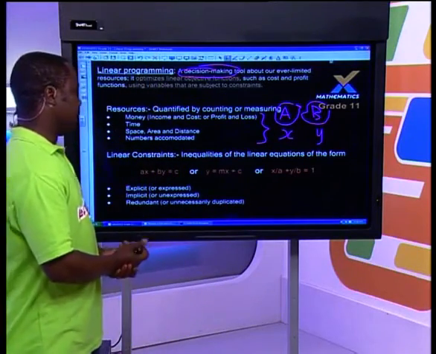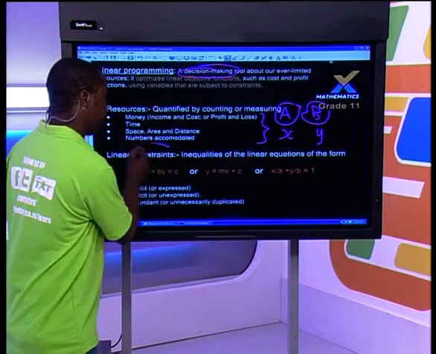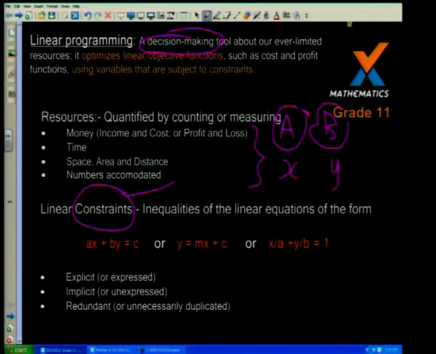All right, so I did talk about our resources being limited, always limited. And there is a term that I want to introduce to suggest that our resources are limited, we use the word called constraint. So you'll come across this word several times. So our constraints are going to be linear.